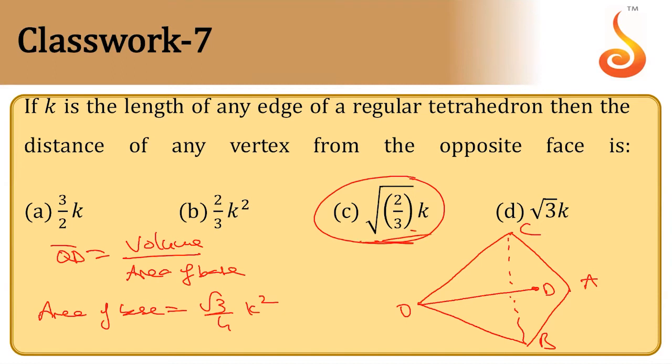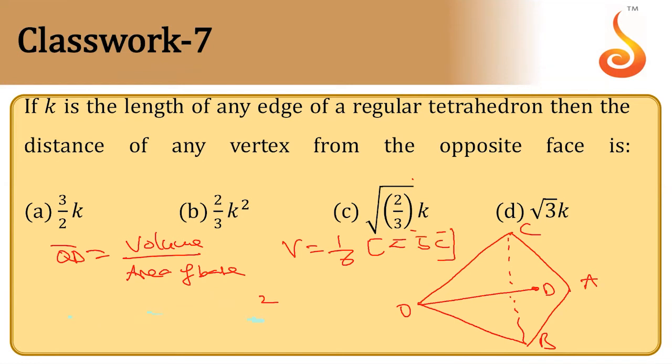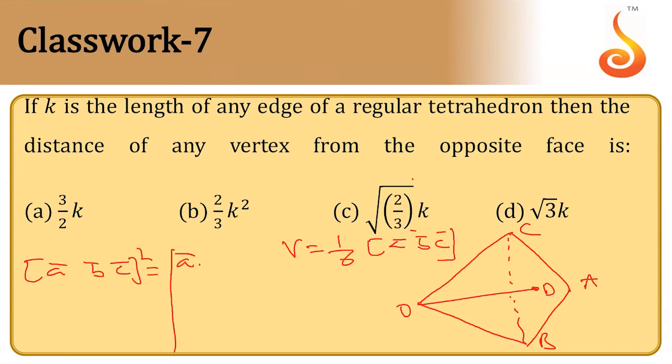Now I will explain how to calculate the volume. Volume equals 1/6 into box ABC. Now how to calculate the box ABC value? Area of base you got as √3/4 K squared, hold it. Before taking volume, I want to take the box ABC value. So to calculate box ABC, you can take box ABC whole squared, which is the determinant A dot A, A dot B, A dot C.